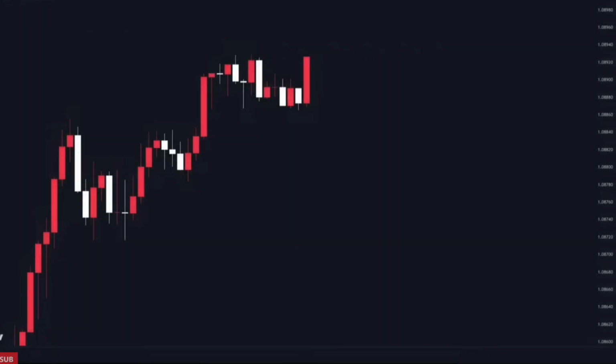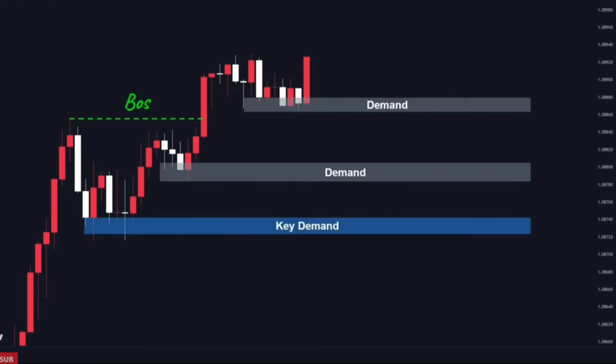Here we have a moving uptrend. This is the most recent break of structure, which shows that the demand is still in control. All these demand areas are considered an opportunity to go short. But here is an important point.